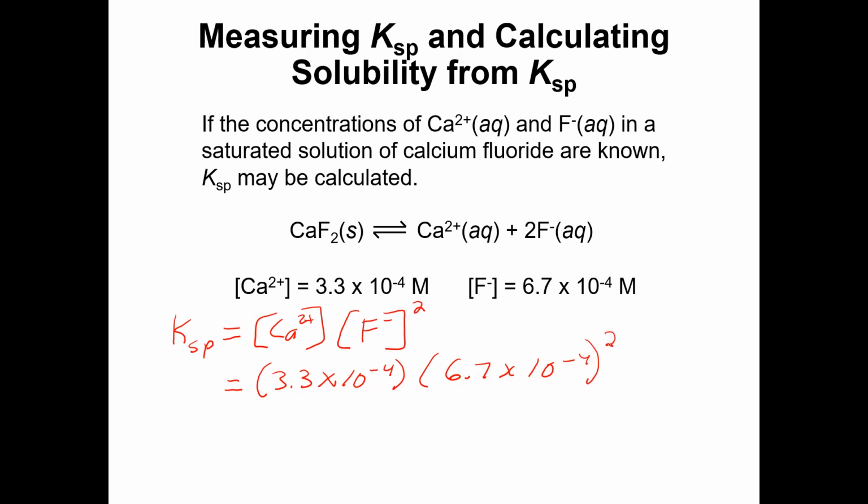So if you type into your calculator 3.3 times 10 to the negative fourth times 6.7 times 10 to the negative fourth, with that entire quantity squared, you should come up with 1.5 times 10 to the negative 10th. All of your equilibrium constants, Kc, Ka, Kb, Ksp, anything that is an equilibrium constant is unitless. So we would not include units for this.